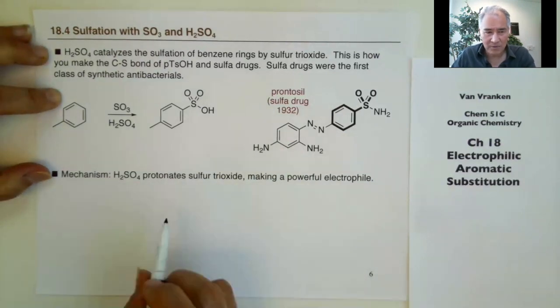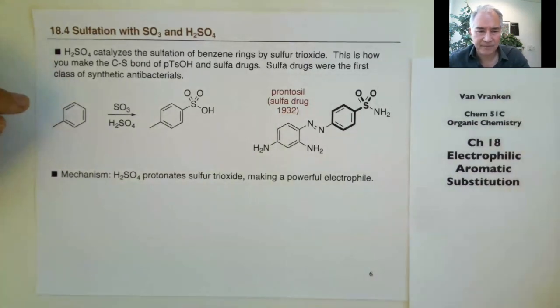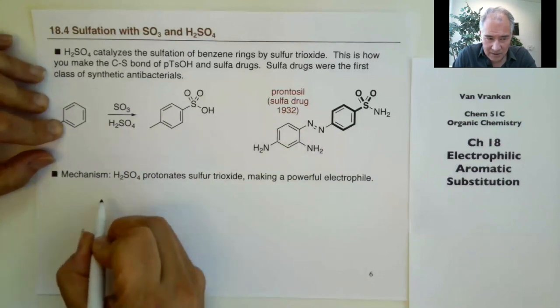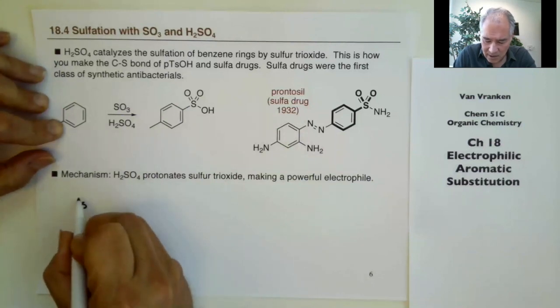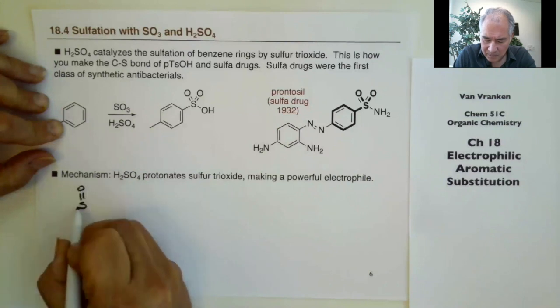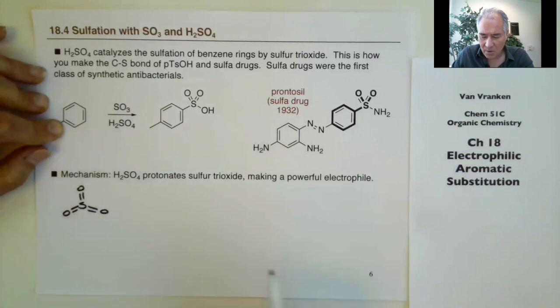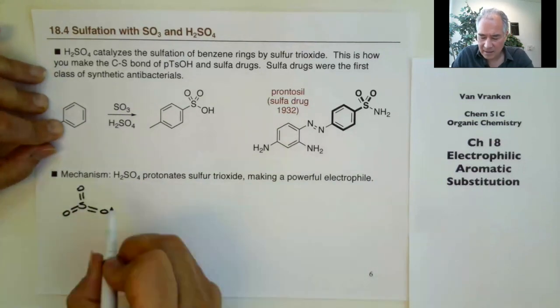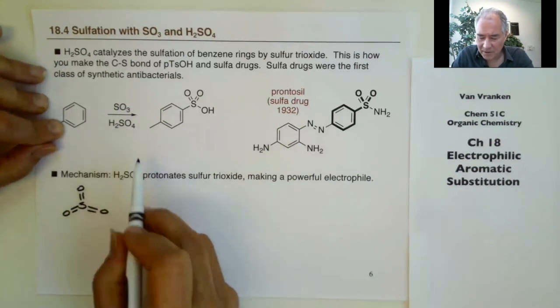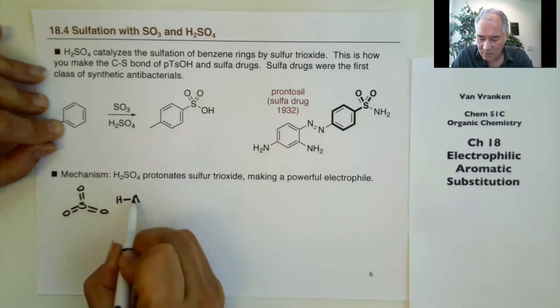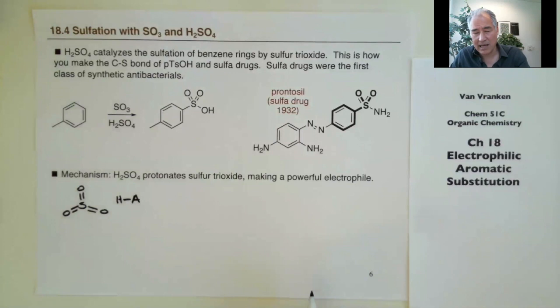Okay, let's go ahead and walk through the mechanism for this sulfation reaction. So we're going to start off with our reagent here. Let me go ahead and draw out sulfur trioxide. It's a planar molecule that's trigonal. It's got 3 oxygen atoms attached, all with double bonds. And in the presence of a powerful acid like sulfuric acid, I'm not going to draw the structure of sulfuric acid. It's irrelevant. I'm just going to use the symbol HA.